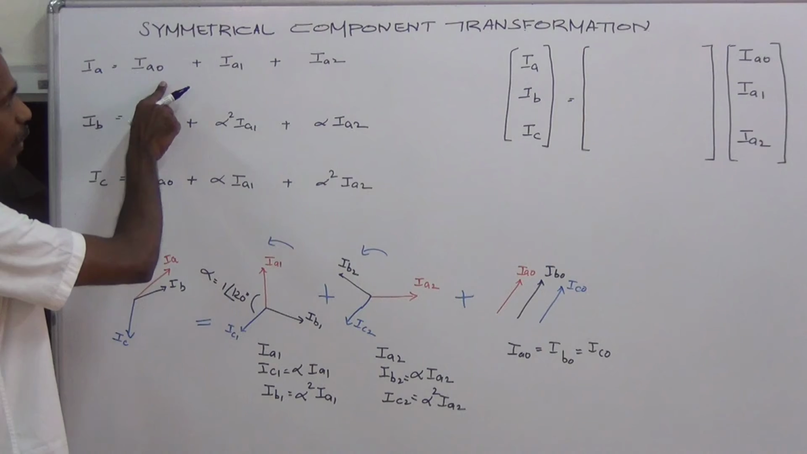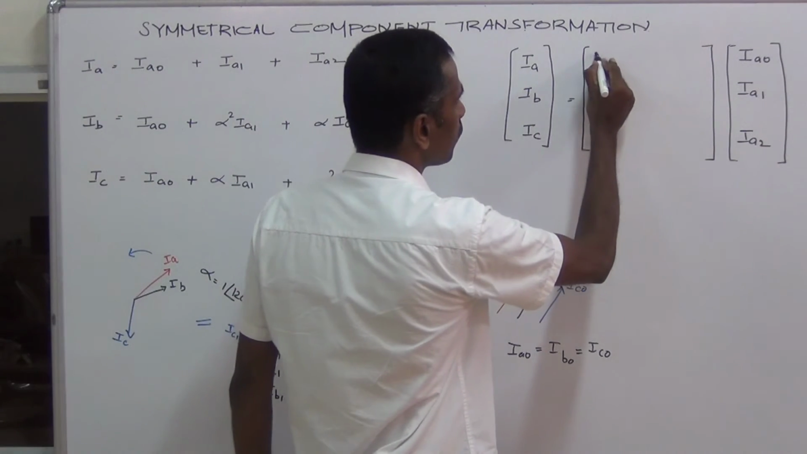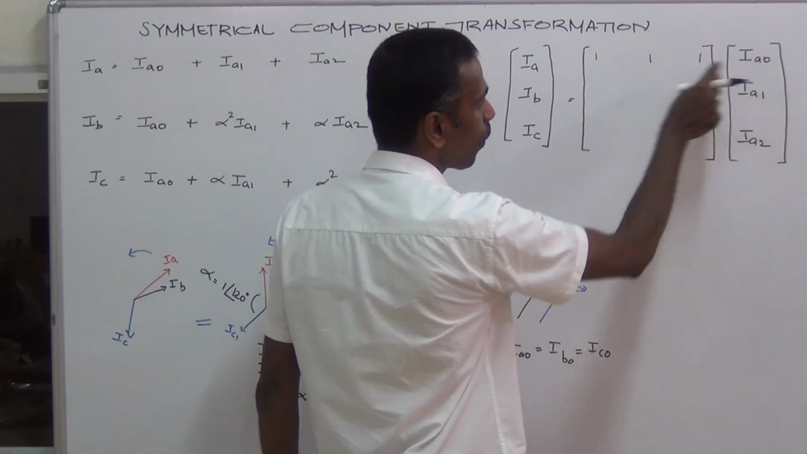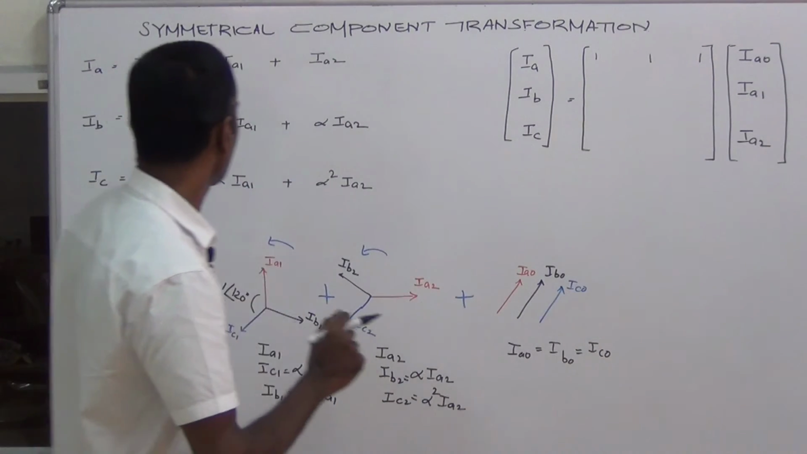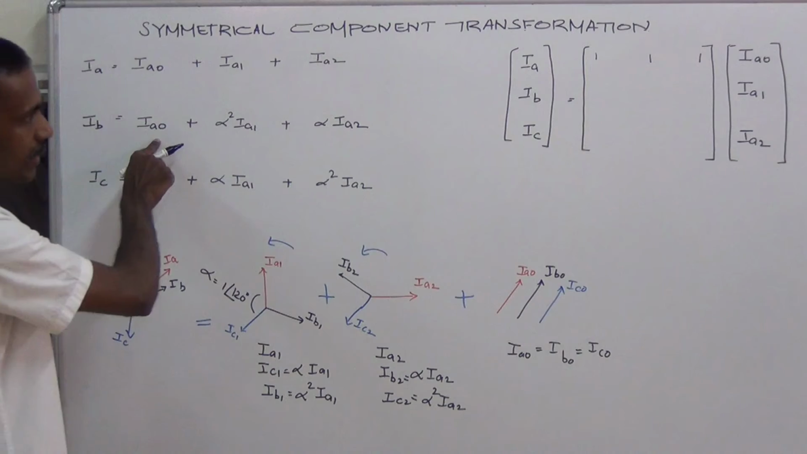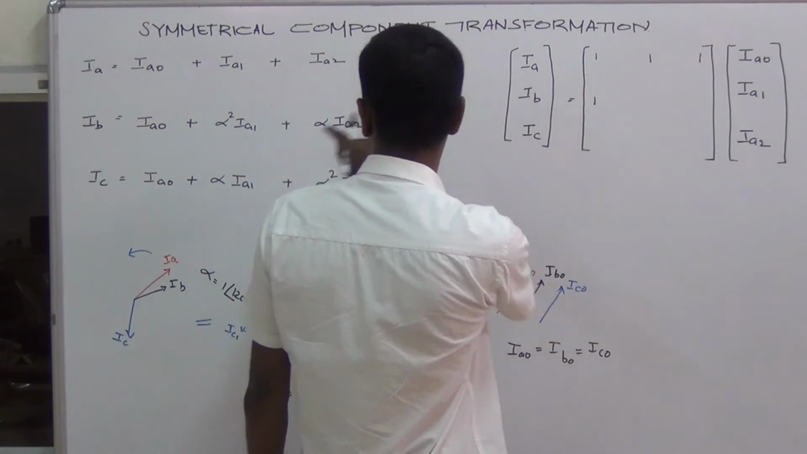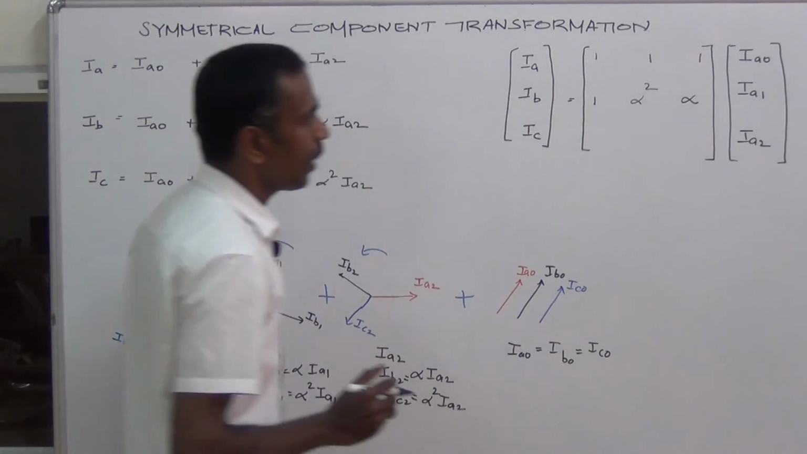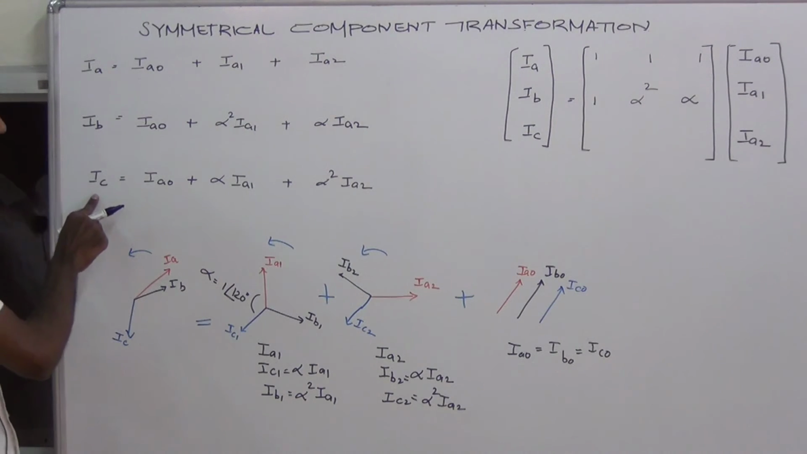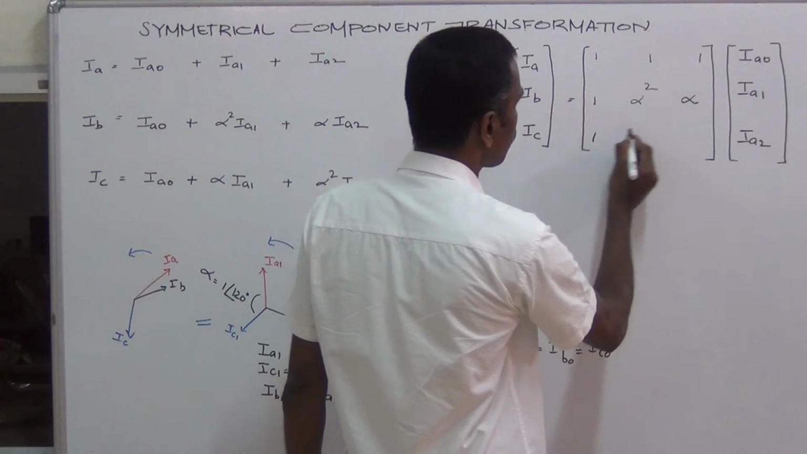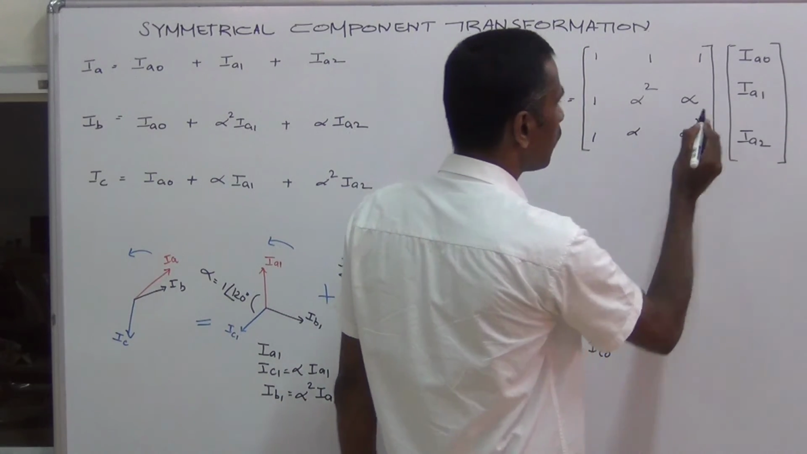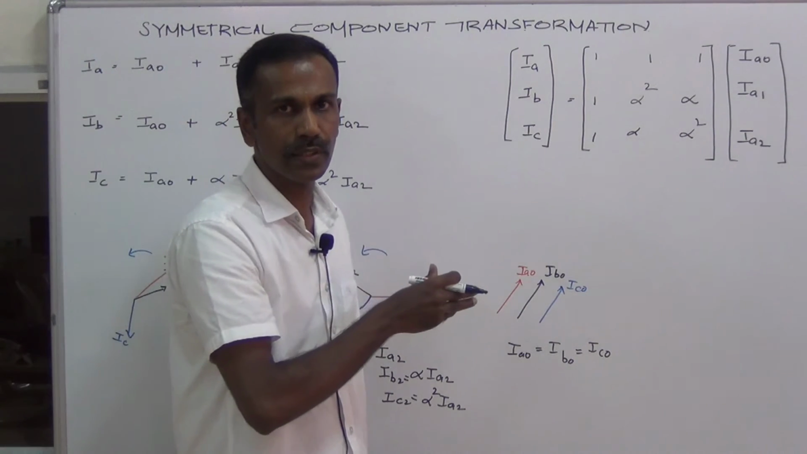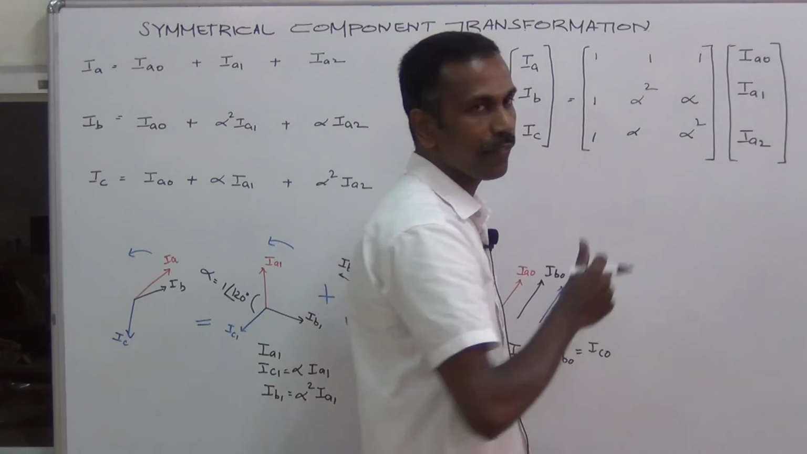IA equals IA0 plus IA1 plus IA2. So the coefficients are 1, 1 and 1. IB equals IA0 plus alpha square into IA1 plus alpha into IA2. The third phase current is IA0 plus alpha into IA1 plus alpha square into IA2. So using this equation, we can find out the phase quantities if the sequence components are given.